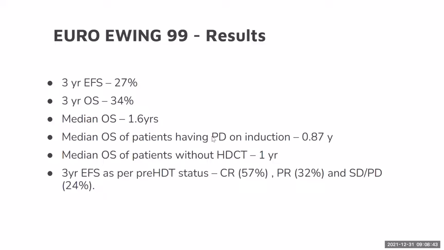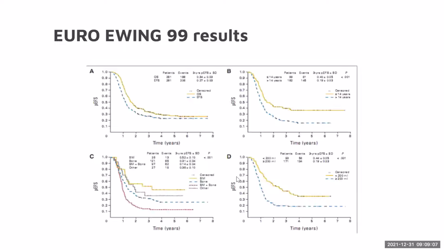So the median OS of patients who had progressive disease on induction was less than a year, and without autologous stem cell transplant was also 1 year. However, those who responded beautifully to initial induction chemotherapy did better. 3 year EFS reached 57% in patients who had CR with initial chemotherapy.